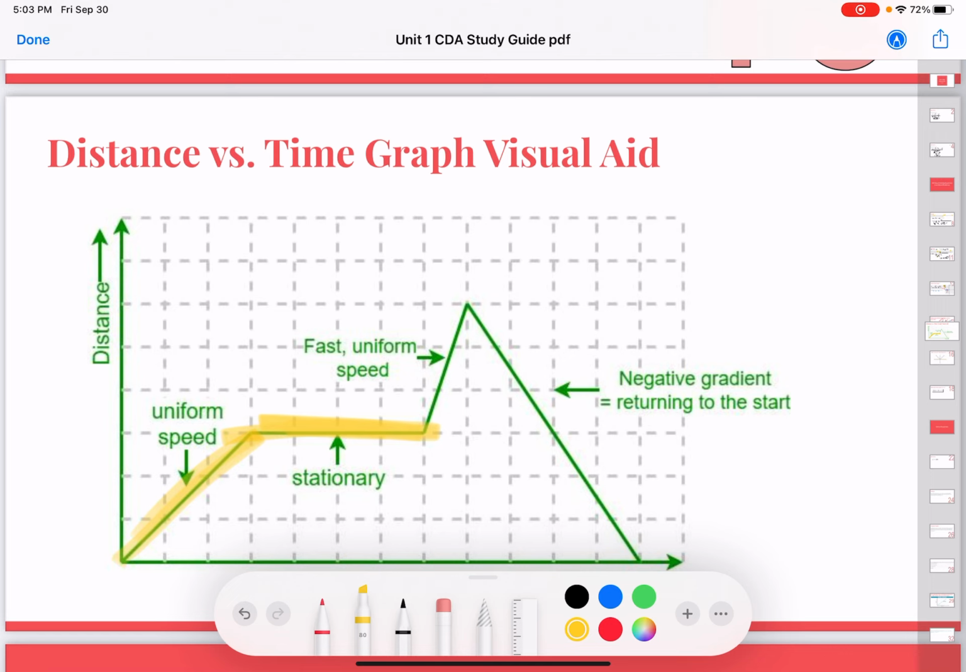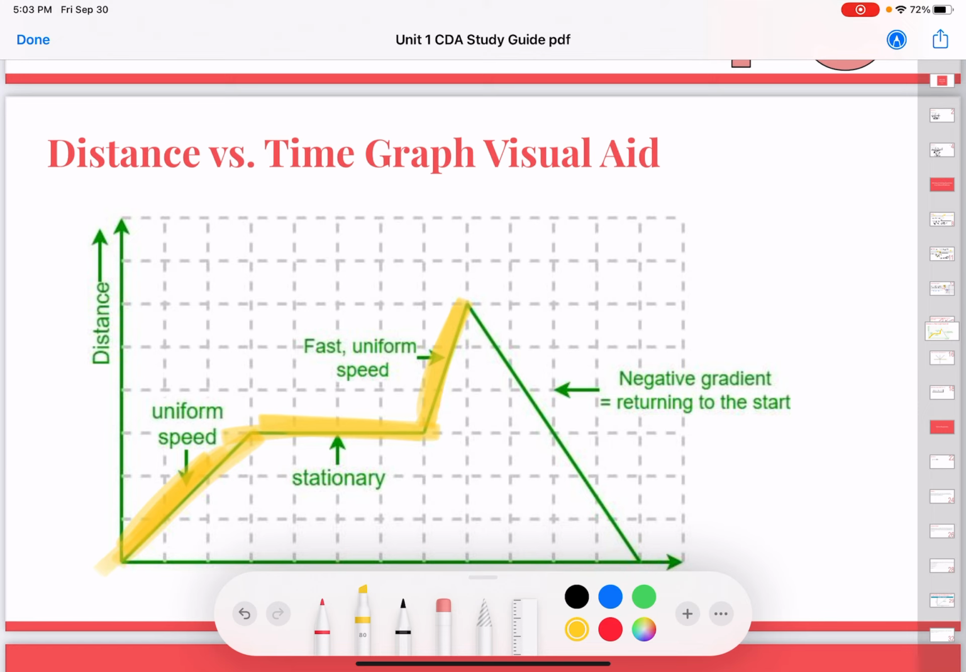And then right here is also a constant speed, but now it's faster than this one over here because it's steeper. So steepness on a distance versus time graph is basically saying you're going faster. Even though it's a constant speed, it's a constant speed that's faster.